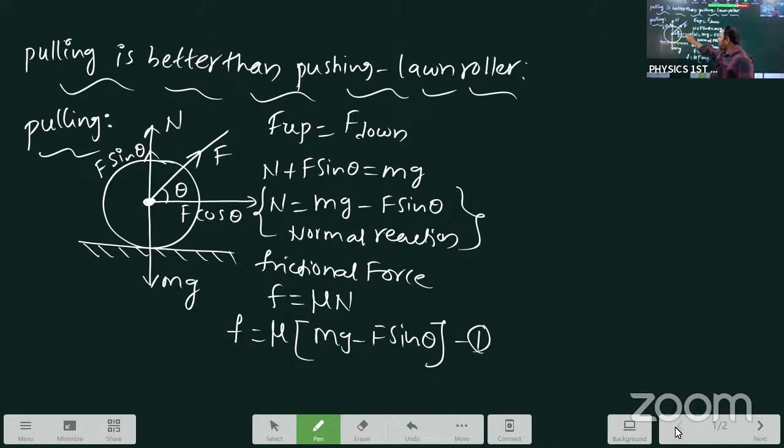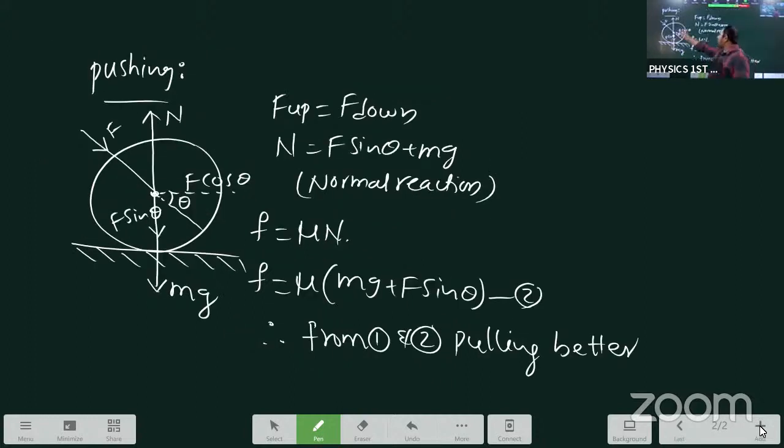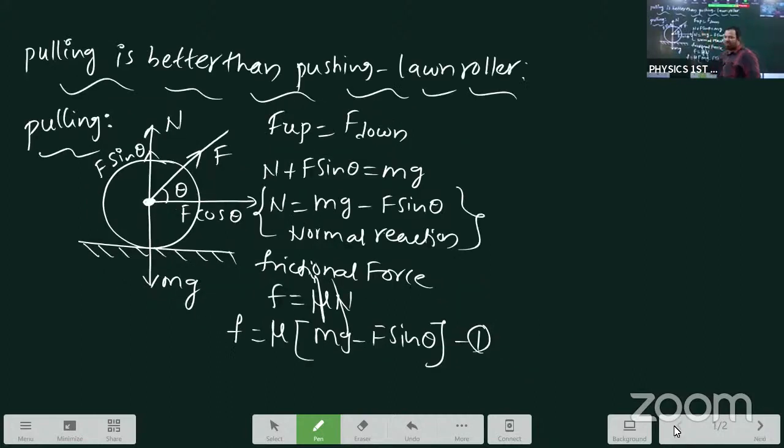First, the diagram from the lawn roller side, pulling case. This is the lawn roller wheel, normal reaction and mg. Normal reaction upwards, mg downward, that one is fixed. F out is pulling. Second case, F in, pushing. Normal reaction, mg. Now next, sum of upward force equals sum of downward force.